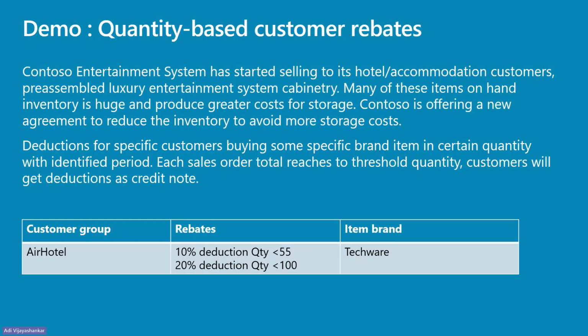Incontest Entertainment System has a strategy to start increasing sales and reducing on-hand inventory for some specific brands. They have chosen a certain group of customers to offer a deal to achieve their goal. Air Hotel customer group will be eligible for quantity-based rebates for all techwear purchases. When a sales order line quantity is under 55, 10% deduction. If it is above 56 till 100, 20% deduction will be claimed in the process for the customer. Let's go to the system to demonstrate this scenario.